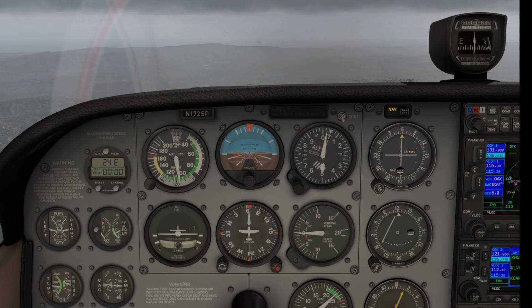We are now established outbound on the Oakland 060 radial. At the same time, we are receiving the Skaggs Island VOR on the number 2 VOR indicator. Notice the number 2 CDI is fully deflected toward the 030 bearing. Even though the needle is not moving, that deflection provides important information.